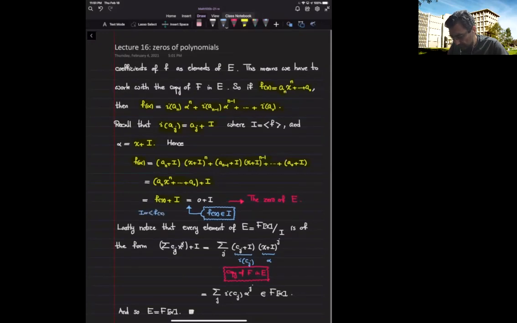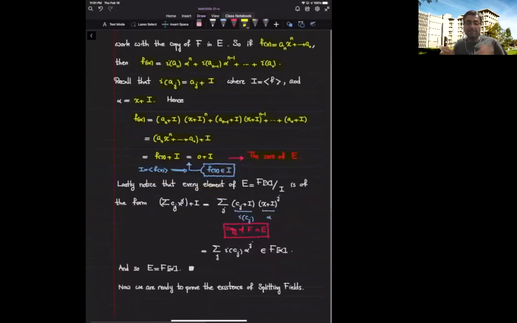But remember, the ideal I is generated by the polynomial f. That means this polynomial does belong to this ideal I, which means the coset represented by f is the zero coset. And zero coset is precisely the zero of this field E. So altogether, we have deduced that when I evaluate f at alpha, I end up getting 0, which means alpha is a 0 of f.